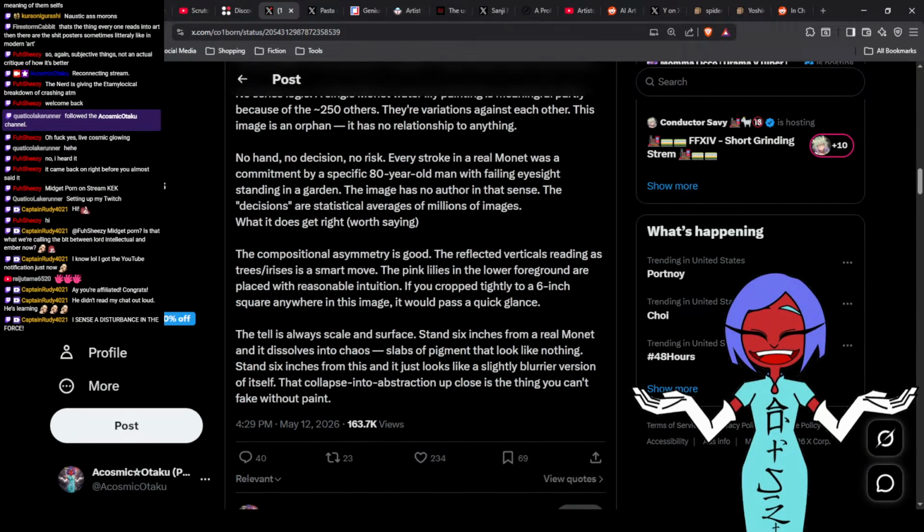Every stroke in a real Monet was committed by a specific 80-year-old man with failing eyesight standing in a garden. The image has no author in that sense. The decisions are statistical averages of millions of images. What it does get right, worth saying.